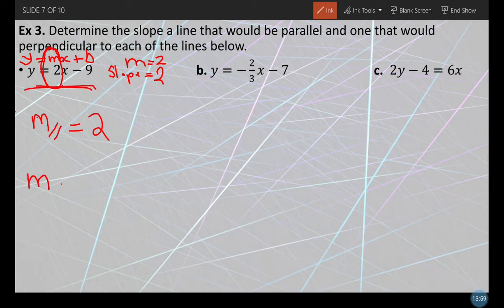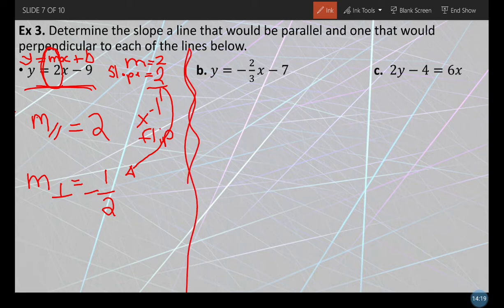What about a slope that would be perpendicular? Well, to find a perpendicular slope, what I need to do to that 2 is times it by negative 1 and flip it. So as a fraction, 2 could be written over 1. So when I flip that, it's 1 over 2 and a negative. Okay?